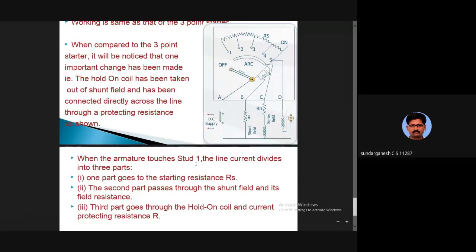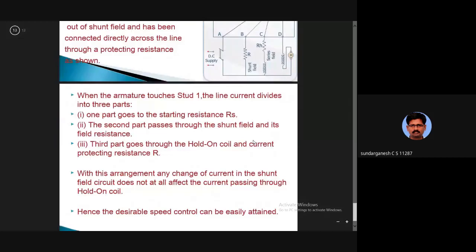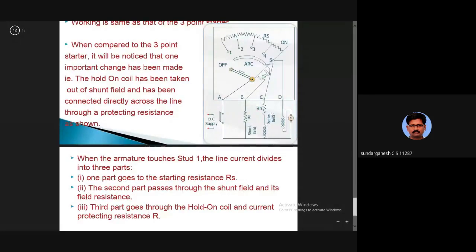When the arm touches stud 1, the line current divides into 3 parts. One part goes to the series resistance RF. The second part goes to the shunt field and its field resistance. The third part goes to the hold-on coil and the current protective resistance R. In this method, if you change the shunt field circuit, it will not affect the hold-on coil.